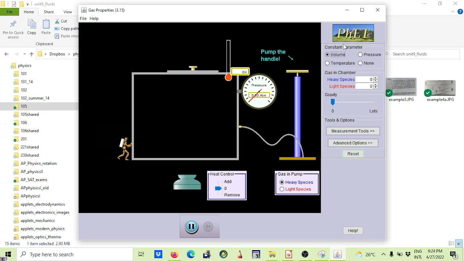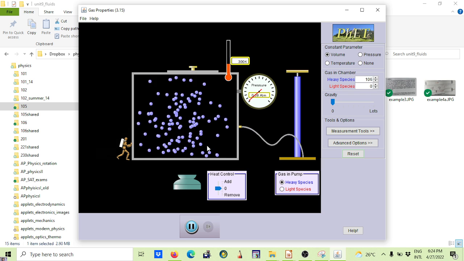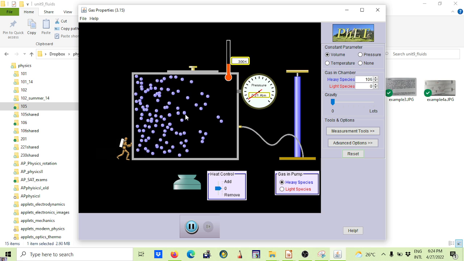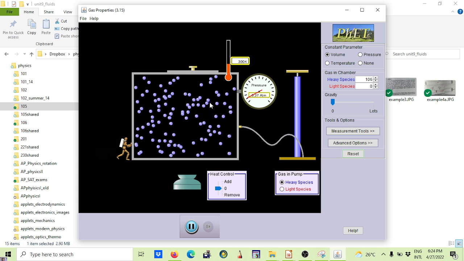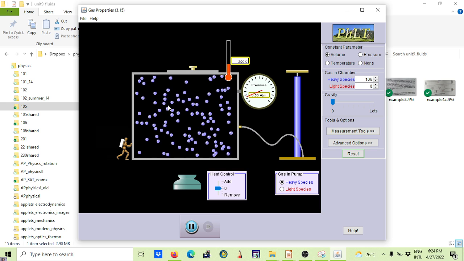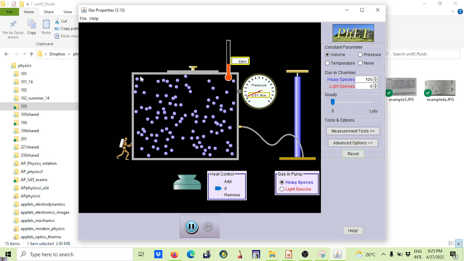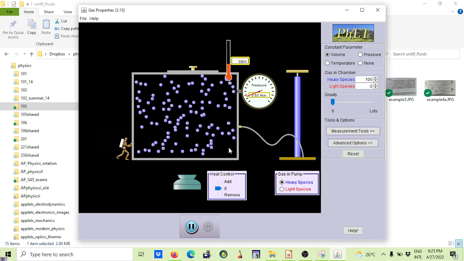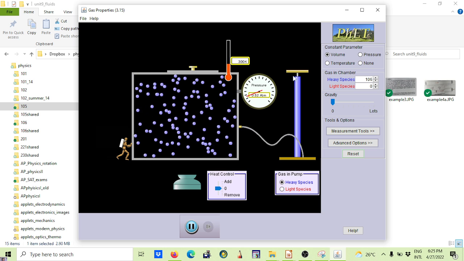Sims physics PhET, you're going to find those. Okay, so I'm adding some air molecules inside, and you see what's going to happen. They're going to move in all directions, and they do it randomly, and they're going to bump here on the wall. So that's why the pressure is increasing.